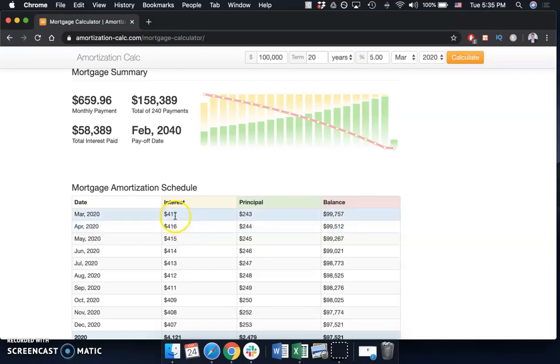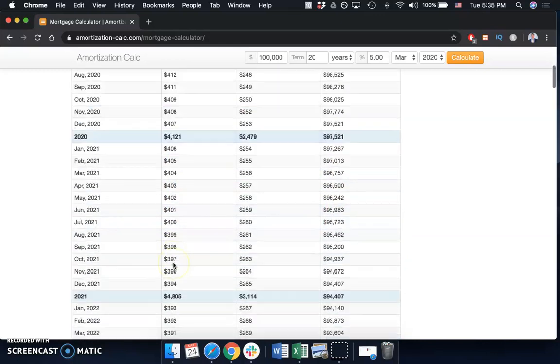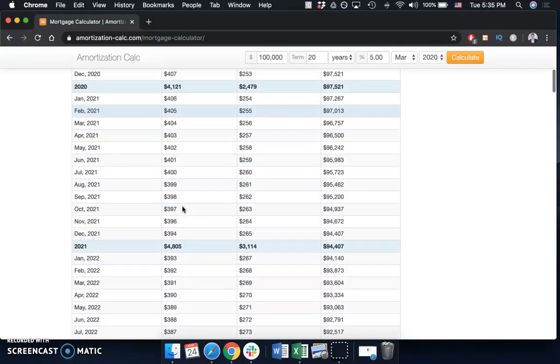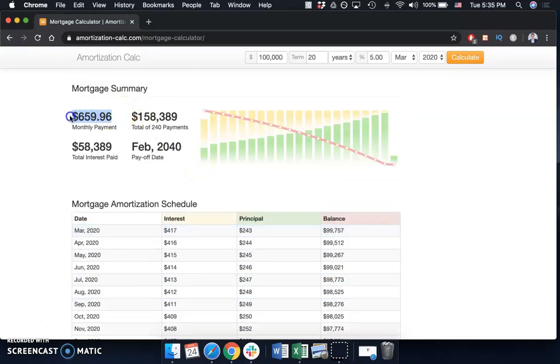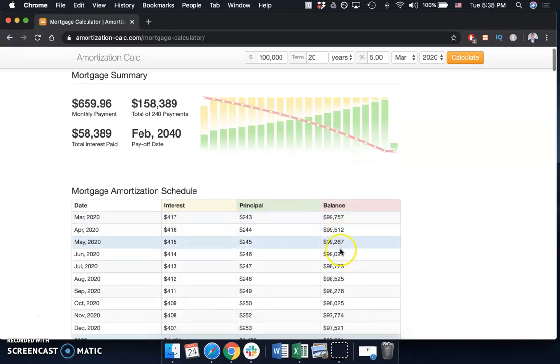So if you see here, we go from $417 of interest to $416 of interest. And now a little bit more goes towards our principal. So this is getting paid down at an accelerated rate. Most people think that interest is just $417 for the entire life of the loan, but the reality is no two payments are the same. While they're all the exact same dollar amount, no two payments have the same contribution of interest and principal. And again, principal is the amount that goes towards paying off the loan.